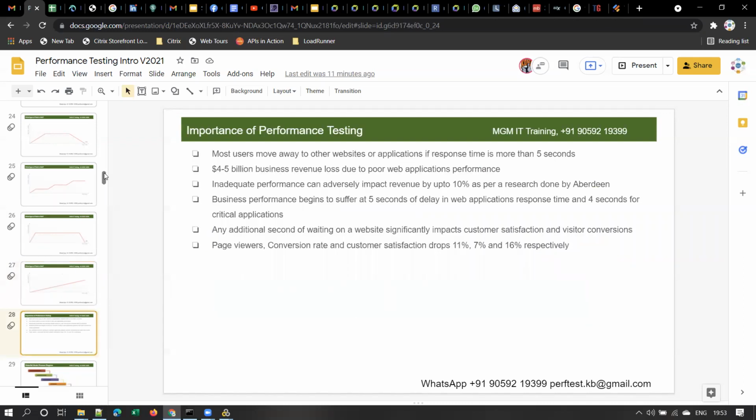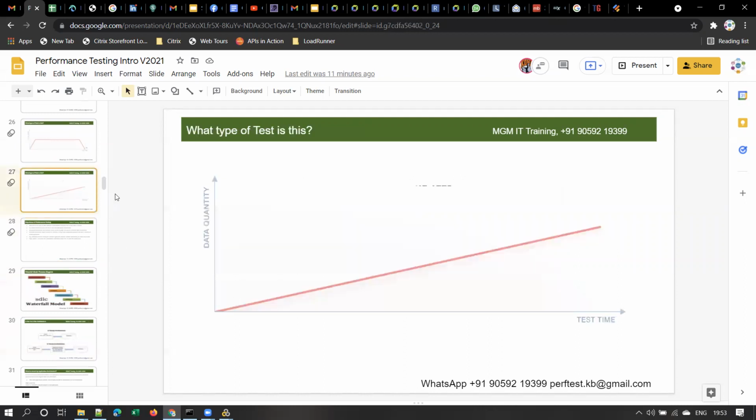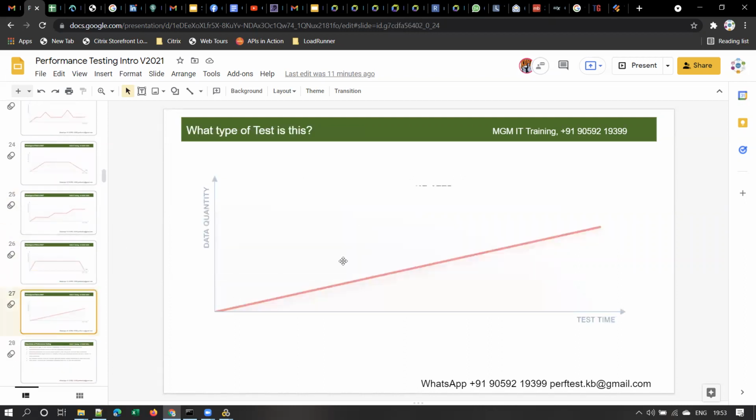Okay, so let's discuss. Are we good here, guys? I have shown you the graphs and asked you. Now if someone asks you to plot a graph for a soak test, endurance test, load test, stress test or any type of testing, you should be able to answer and draw the graph now. Can you draw the graph, guys? Yes, sir.